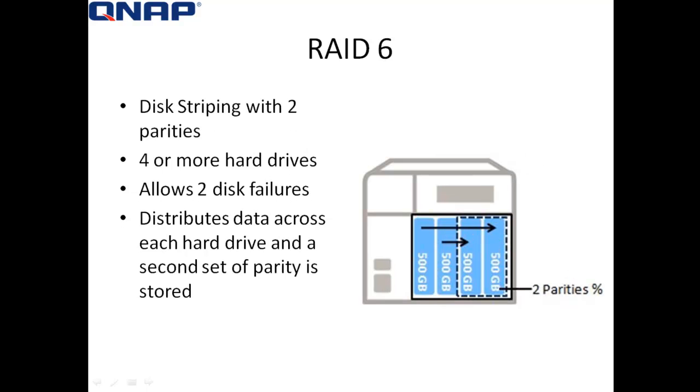RAID 6 is disk striping with 2 parities. The data is striped across all the hard drives in a RAID 6 array. RAID 6 differs from RAID 5 in that a second set of parity information is stored across the member drives in the array. The total capacity of a RAID 6 disk volume is equal to the size of the total amount of hard drives minus 2. And RAID 6 tolerates failure of 2 hard drives at the same time. So if you install 4 hard drives at 500 GB each in the TurboNAS and format the hard drives as RAID 6, the total capacity of the volume is 1 TB.